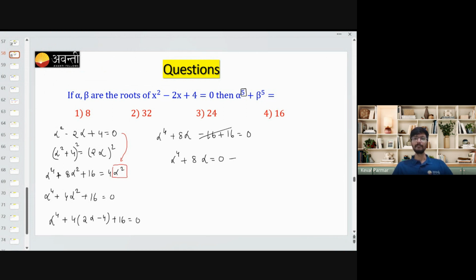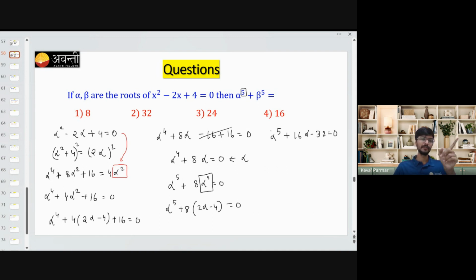Now remember, we want the power 5. So if we multiply by alpha, then we'll get alpha raised to the power 5 plus 8 alpha square equals to 0. Now again, substitute alpha square. What is alpha square? Alpha raised to the power 5 plus 8 into alpha square, which is 2 alpha minus 4, equals to 0. So finally, what do we have here, guys? We have alpha to the power 5 plus 16 alpha minus 32 equals to 0.